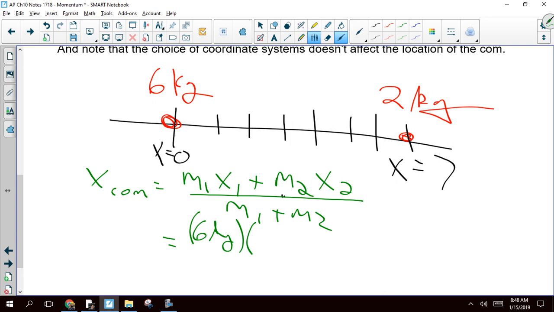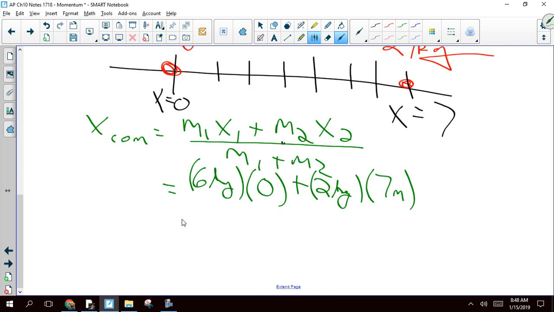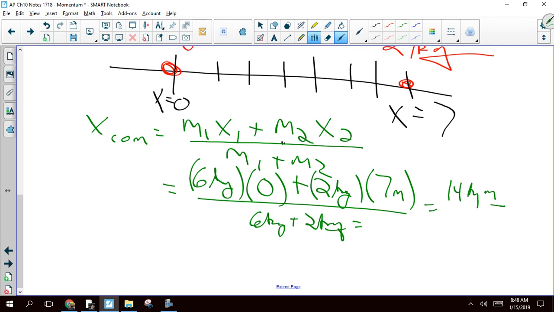times the position, which is now 0, plus mass 2, which is 2 kilograms, times its position, which is 7 meters, divided by our total mass, which is 6 kilograms plus 2 kilograms. So this gives us 14 kilogram meters over 8 kilograms. And if you divide 14 by 8, that's 1 6/8. So that's 1.75 meters, right? But that's not the same number I got before.